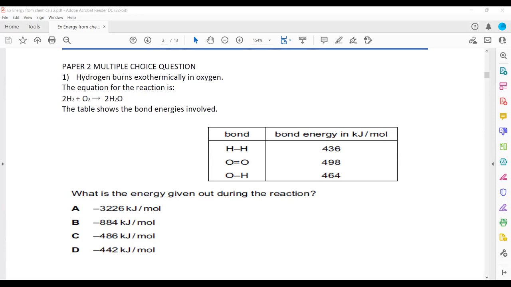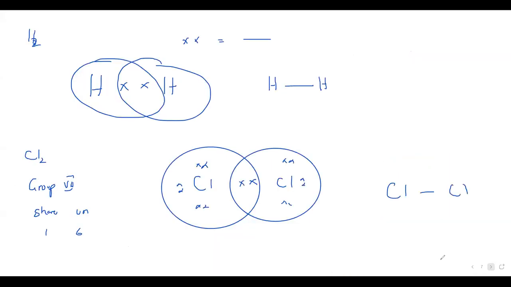The equation is given, so if the equation is given, first we have to show the bonds. So the equation was 2H2 plus O2 gives 2H2O. We have to show the structure of hydrogen, oxygen and water. So how can we represent the structure of hydrogen, oxygen and water?